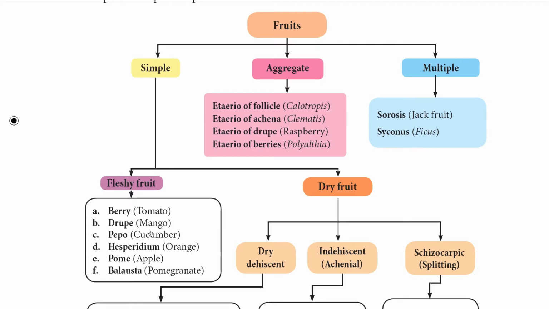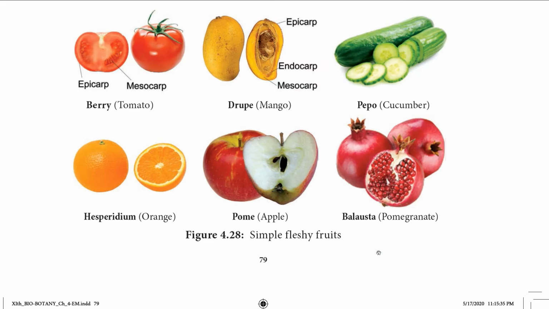The third one is pepo. The fruit here develops from the tricarpellary inferior ovary. Here the pericarp will turn into a leathery woody structure and this will enclose the fleshy mesocarp, which is very soft and smooth. Examples for this are cucumber, watermelon, bottle gourd, pumpkin, etc.